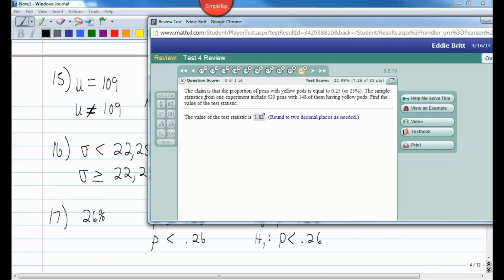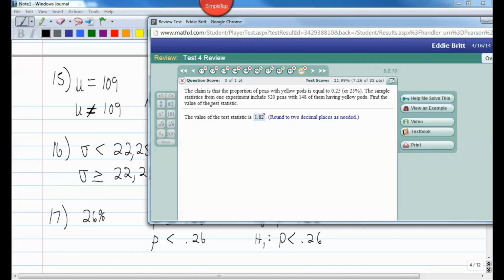Test statistic. So we need the formula for the test statistic of a proportion. All right, let's see. The claim is that the proportion of peas with yellow pods is equal to 0.25.